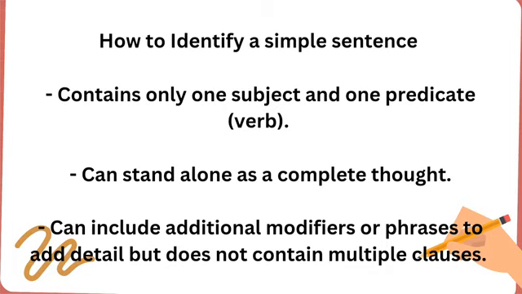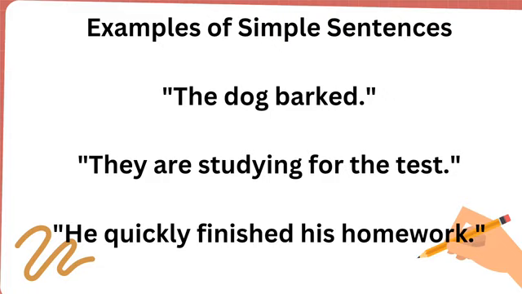And again, a simple sentence can include an additional modifier or modifiers or phrases to add detail, but does not contain multiple clauses. Remember that it's a simple sentence, so it can include an additional modifier or phrases to add detail, but it does not usually contain multiple clauses, hence the term simple. Further along, here are some examples of simple sentences.